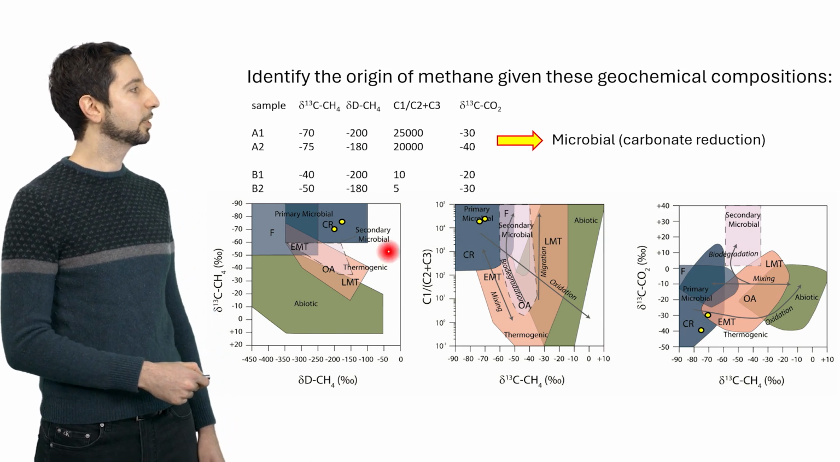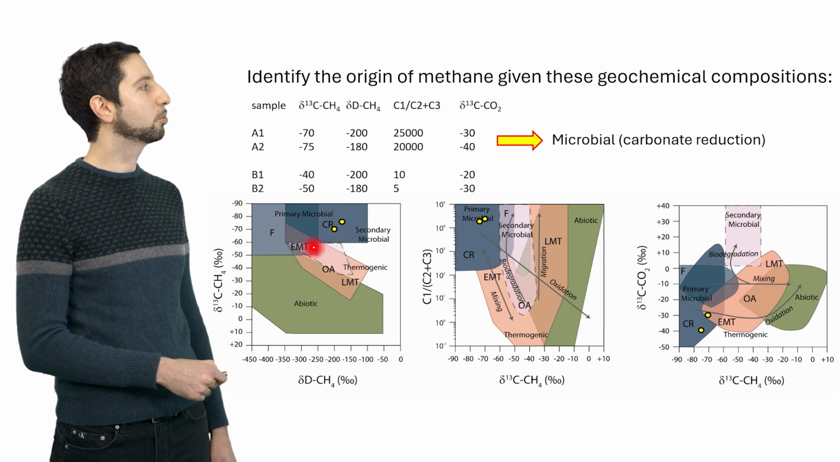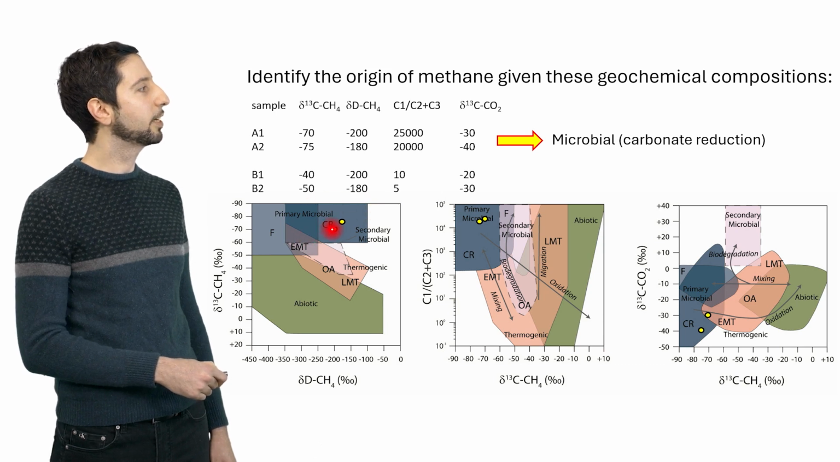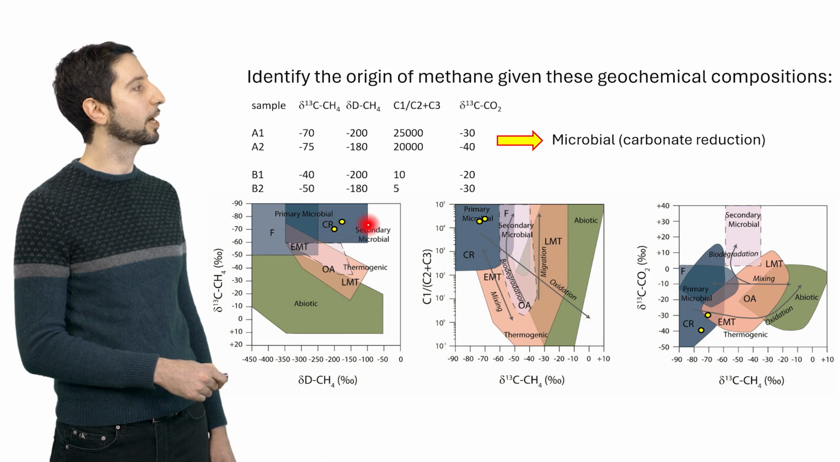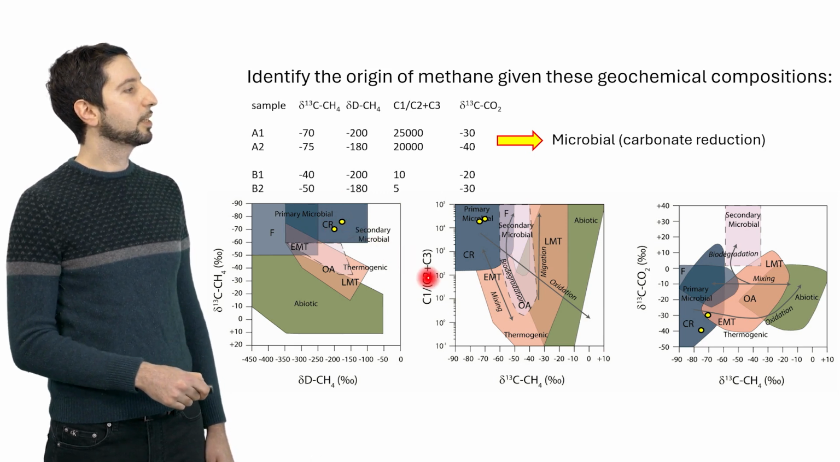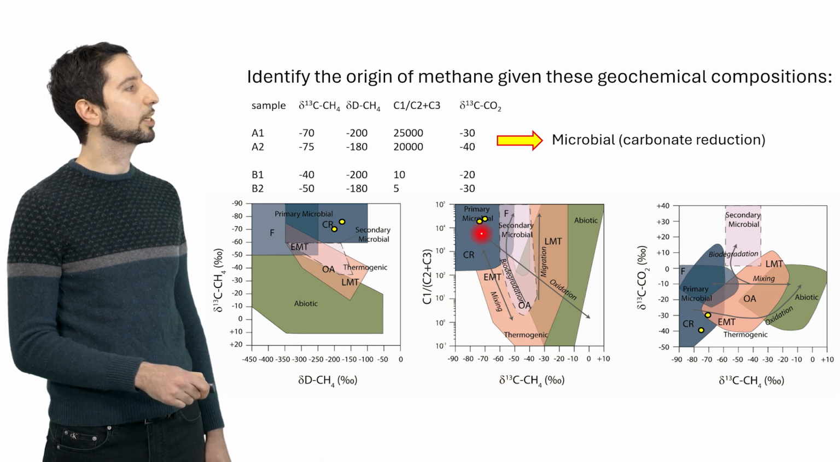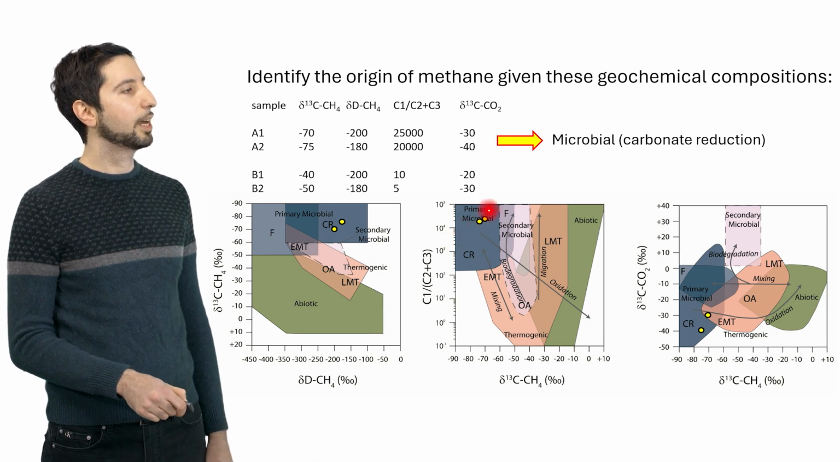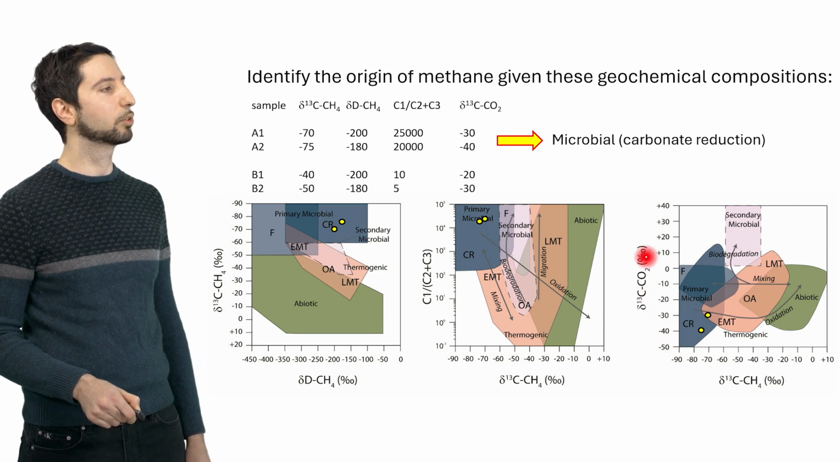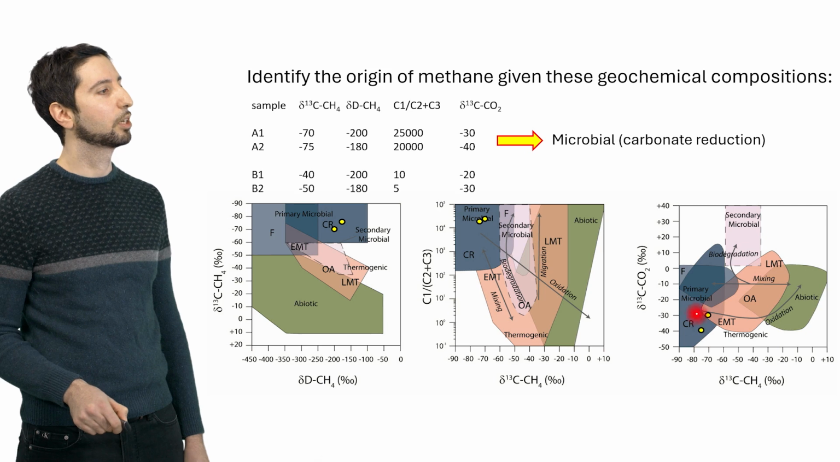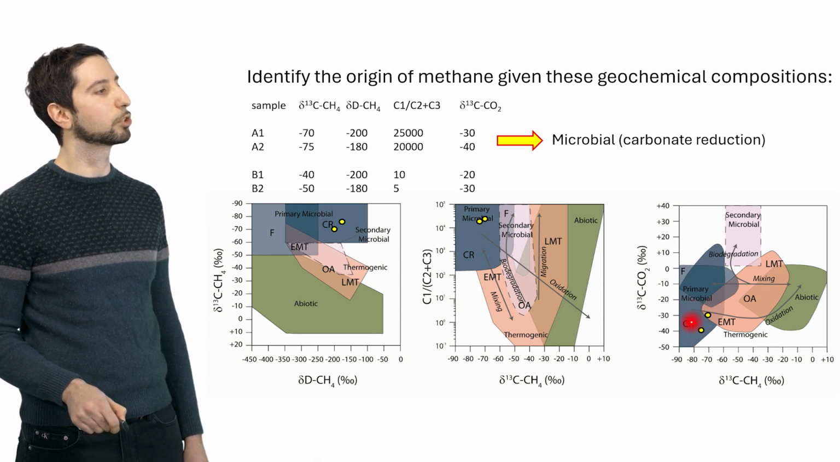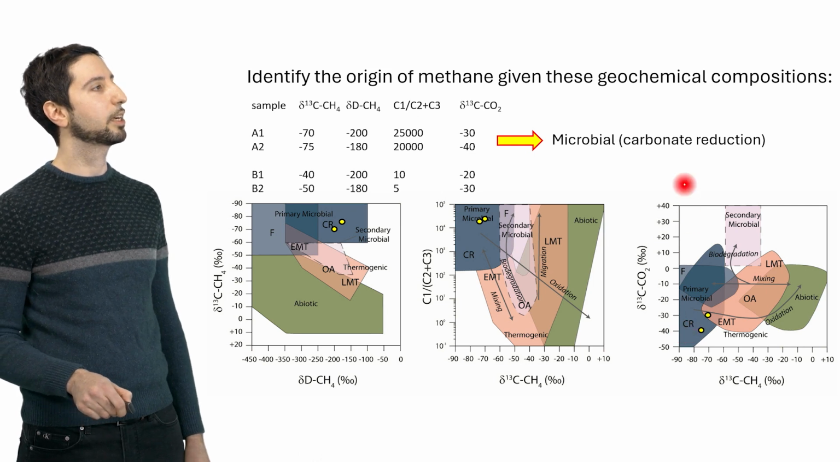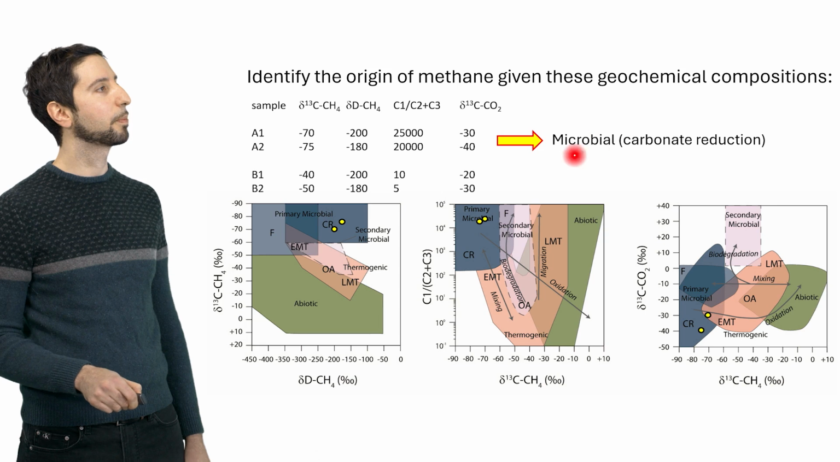If we plot it in the methane isotope plot, we see that the two points fall within the field of primary microbial gas, and specifically in this CR field, which is the carbonate reduction field. In the molecular and isotopic plot, we see again that they plot in the primary microbial gas field. And also, if we look at the isotopic composition of carbon dioxide, we see that they nicely match the other two fields of composition as a microbial gas. So we can say that the gas has a microbial origin, very likely from carbonate reduction processes.